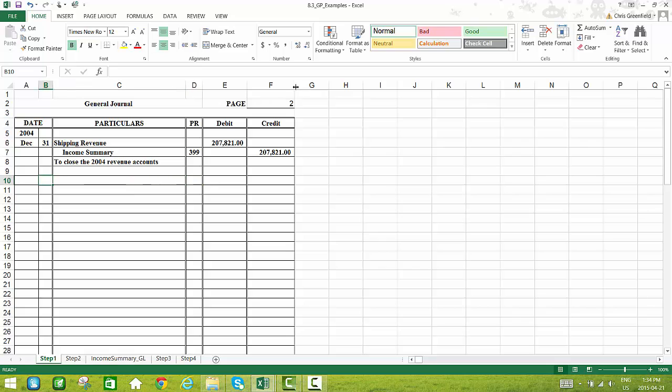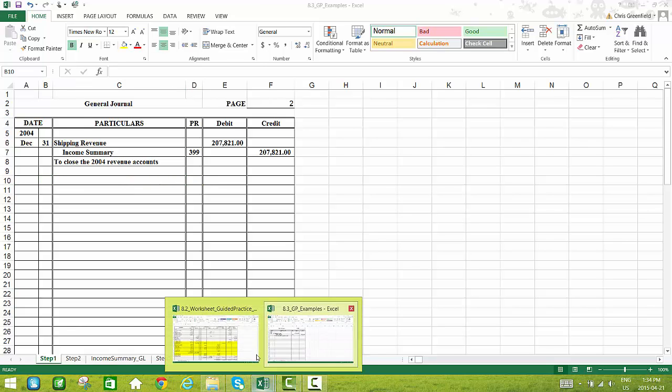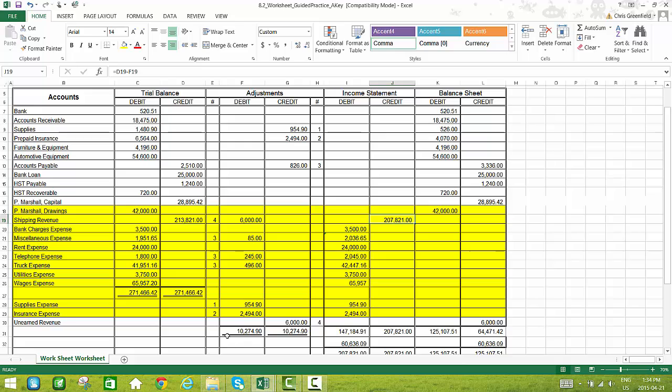Now step number two, going back to our worksheet, we have all of these accounts here that we're going to close. They all have debit balances. So what we're going to do is process one credit entry to each of them for the amount that's in each, and then one for the total as a debit, which is down here, the total, to the income summary account. So that's going to be the balancing entry.